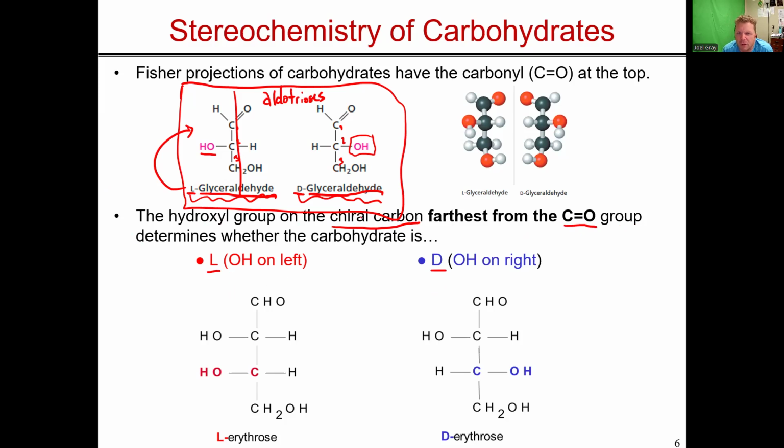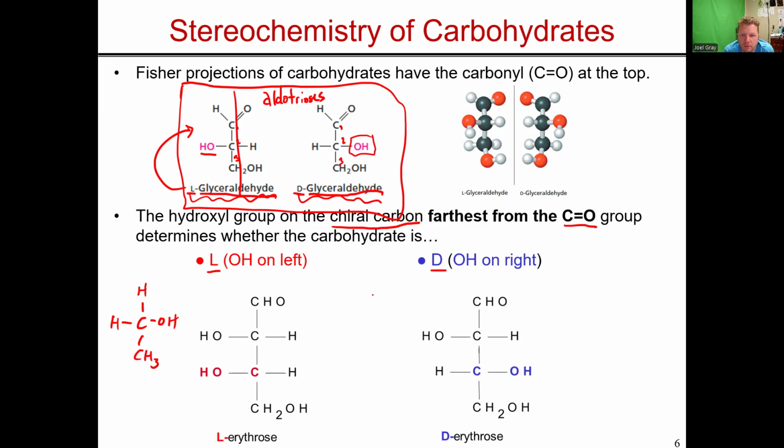Now, if we take a step back, this says the chiral carbon, okay? Well, you have to be able to identify a chiral carbon. Whenever I think about a chiral carbon, I think about a carbon that has a total of 4 different groups on it. So if we're looking at this right here, H, H, OH, CH3, this would not be chiral because 2 of the groups are identical.